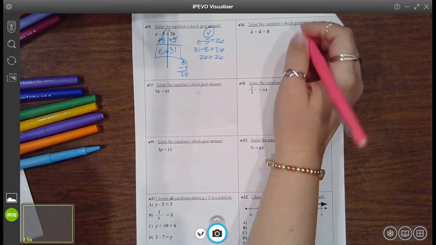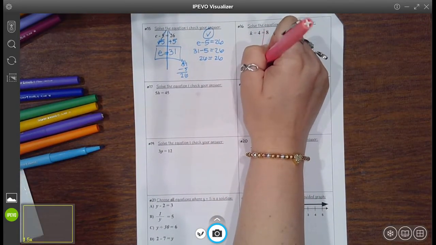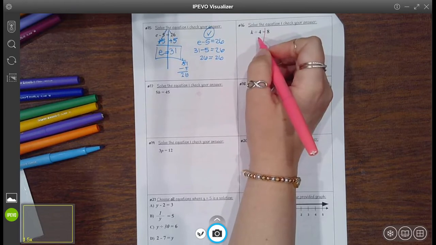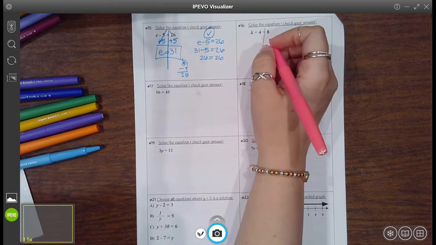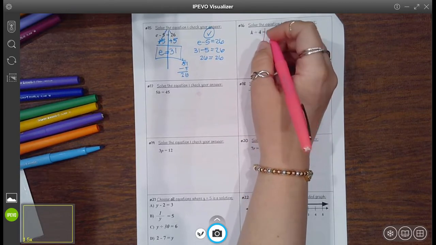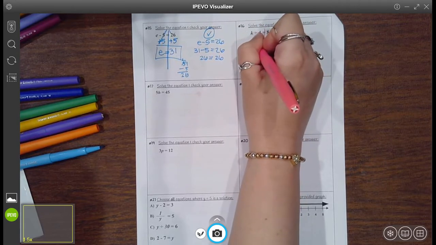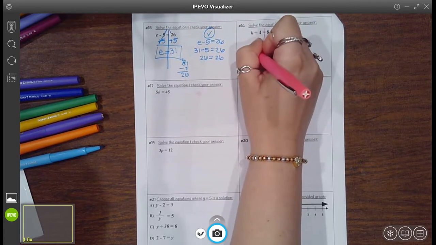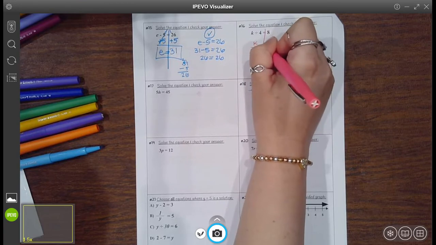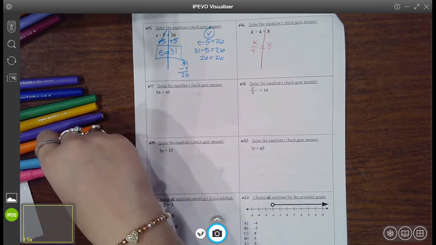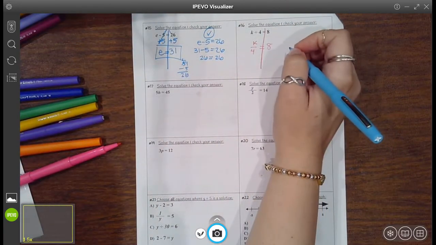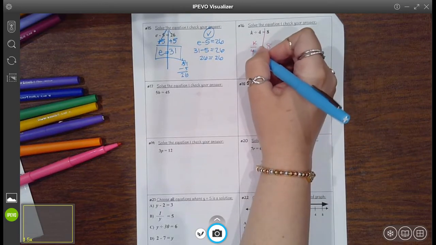I can move on. For these ones, when you have a division problem, do me a favor and please rewrite it vertically or rewrite it as a fraction. So whatever comes first goes on top, and whatever comes second goes on the bottom of your fraction. Okay, I want you to rewrite it like this because then it'll be easier for you to show the inverse step. This is saying k divided by 4.